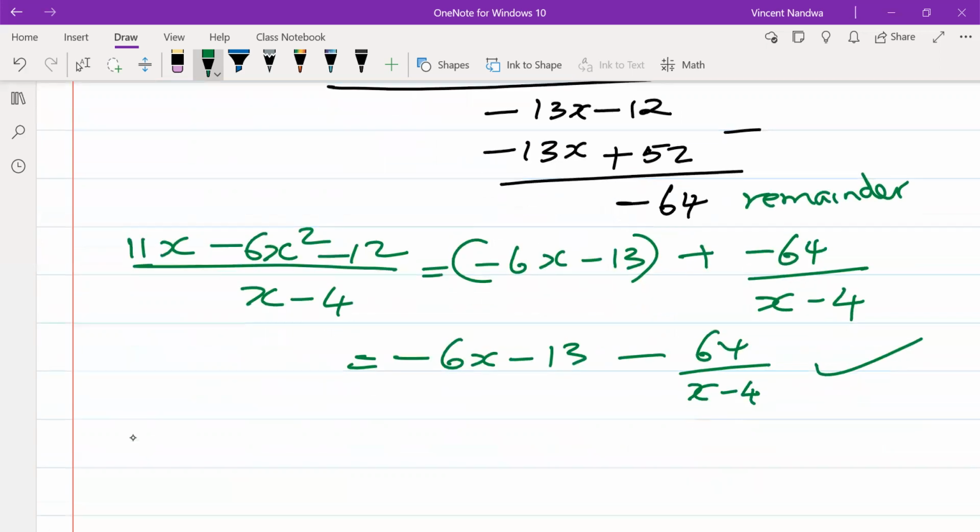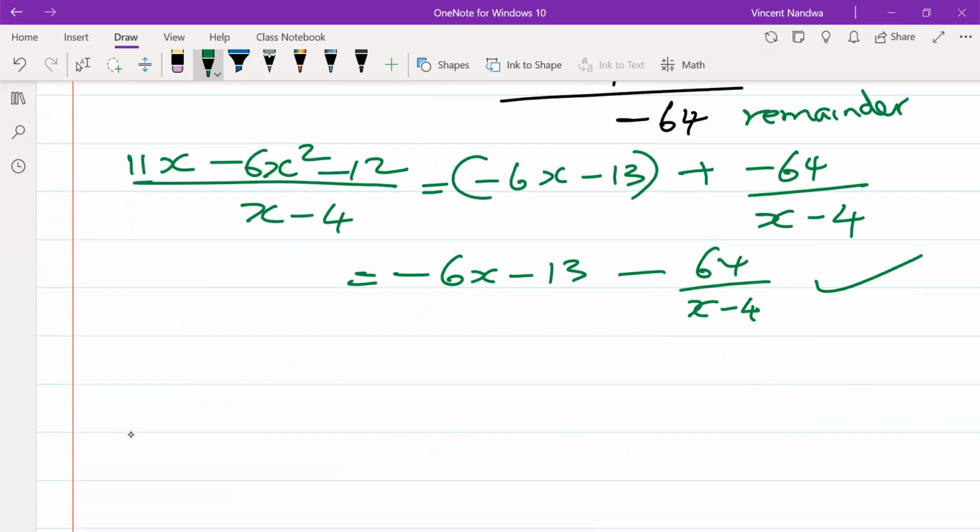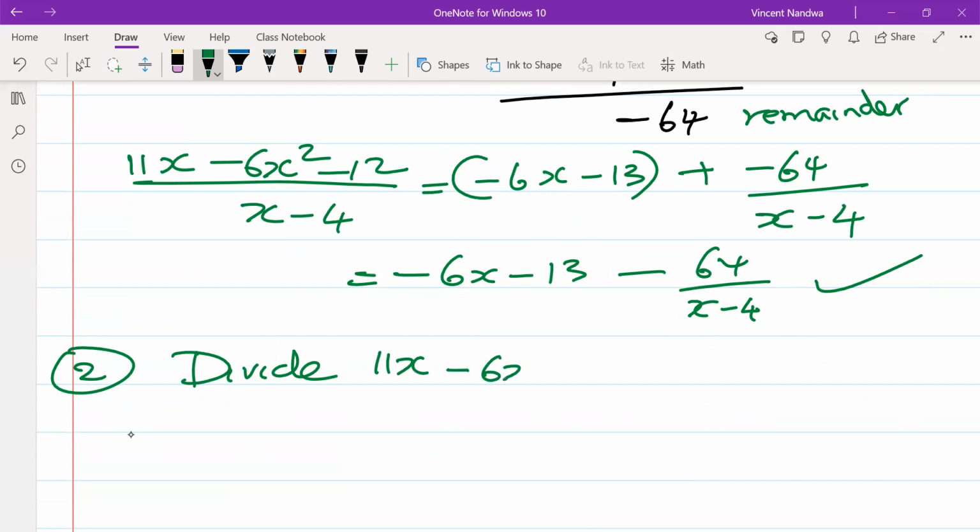So can we say that x minus 4 is a factor of 11x minus 6x squared minus 12? It is not, because the remainder is not 0. Problem 2: divide 11x minus 6x squared plus x cubed minus 12 by x minus 4.